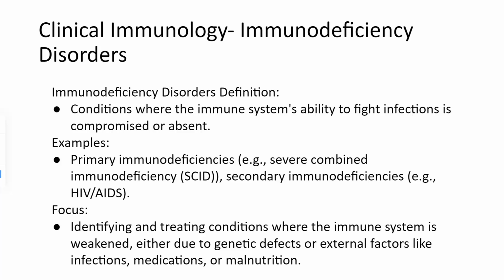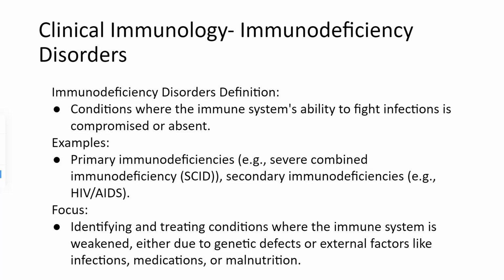Immunodeficiency. If you're deficient in something, you don't have enough of it. Immunodeficiency is talking about conditions where the immune system's ability to fight infection is compromised or absent. You don't have enough of an immune response. Examples include primary immunodeficiencies, severe combined immunodeficiency syndrome, as an example.